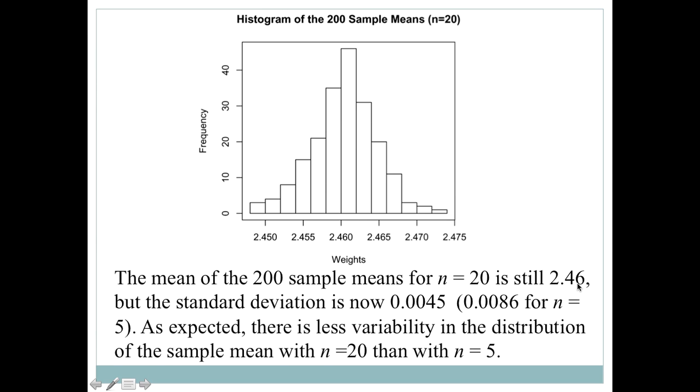Now the mean is still 2.46, but now the standard deviation is 0.0045. And if you remember back, it was 0.0086 when we had n equals 5. So as we might expect, there's less variability in our data when n equals 20 than when n equals 5. If you think about picking 5 pennies out, we could get one penny that messes up our sample a little bit. Maybe it's been worn down completely and weighs much less, or it's brand new and weighs a lot. So when you only have a sample size of 5, that one penny can have a large impact. But when you have a sample size of 20, chances are that one outlier penny doesn't end up making a big difference.